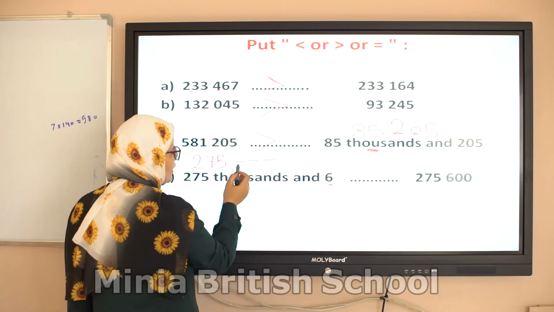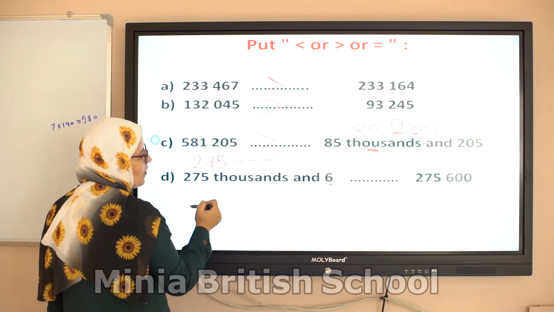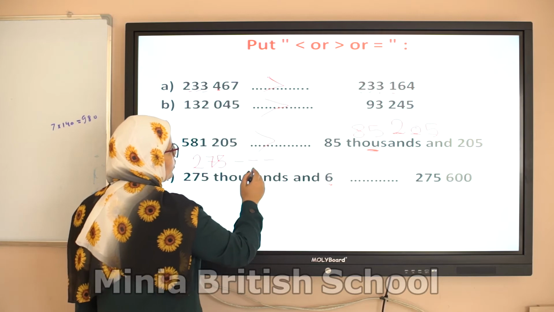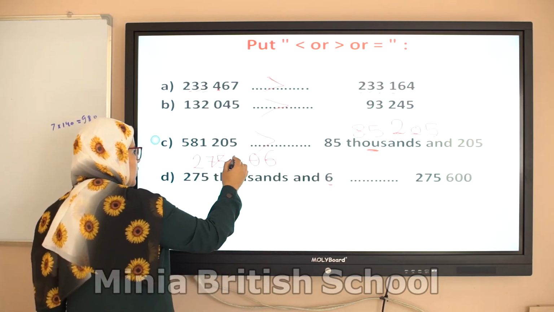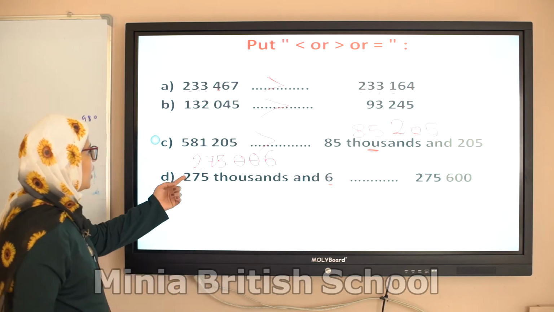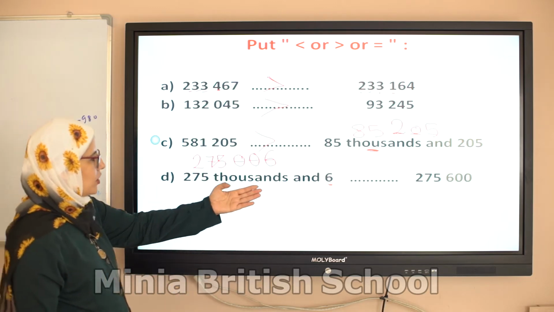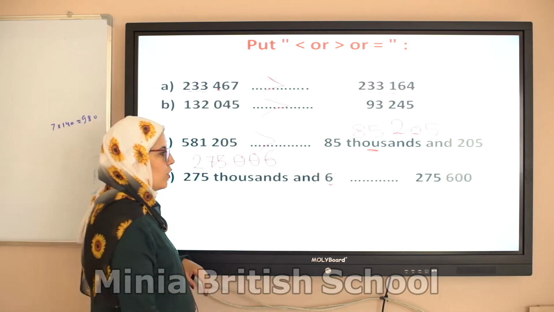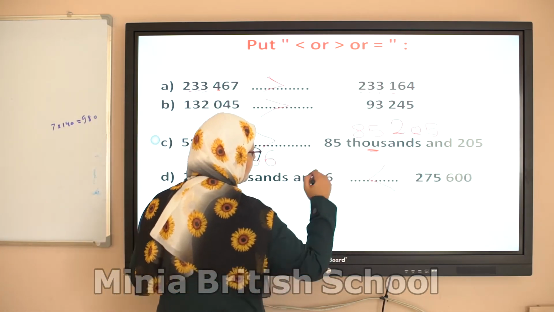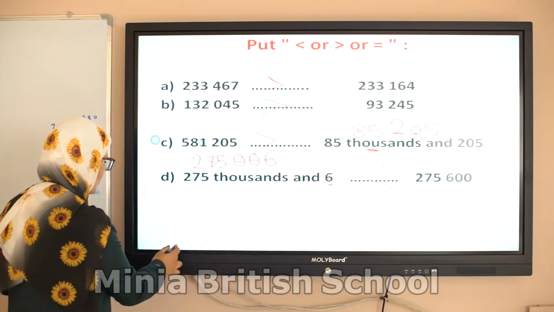But here I don't have anything in the hundreds place or in the tens. We have in the units only 6. So I will write 6. What about hundreds and tens? I will put zeros. So here we have 275 and 6, but here we have 275 and 600. Which one is the greatest? Of course, this is the greatest. Let's see another type.